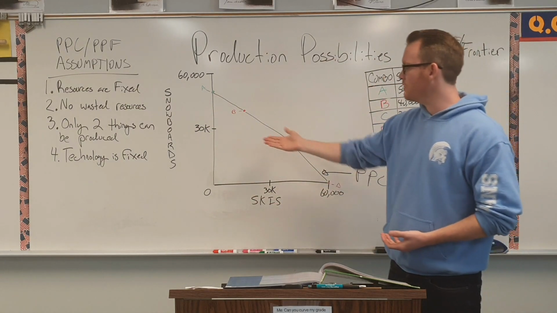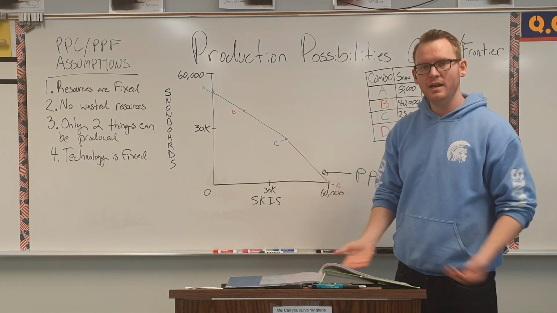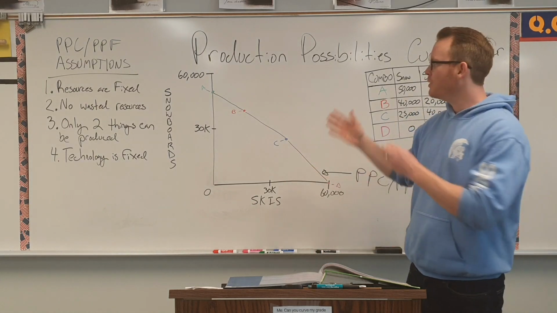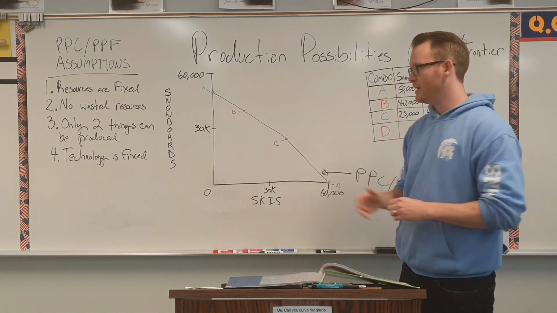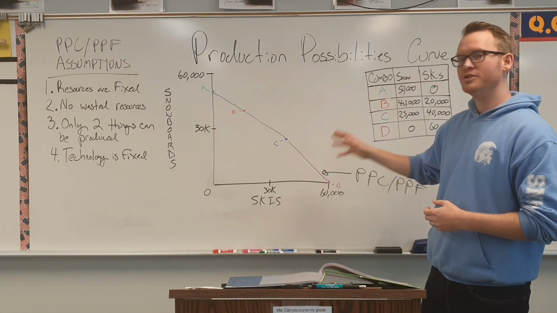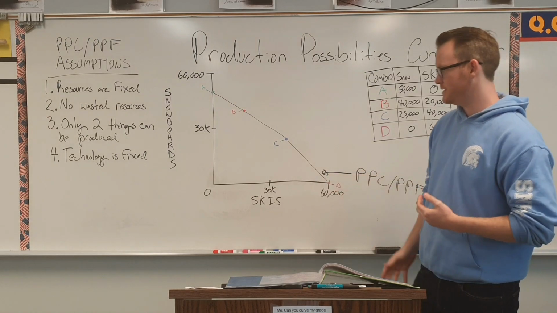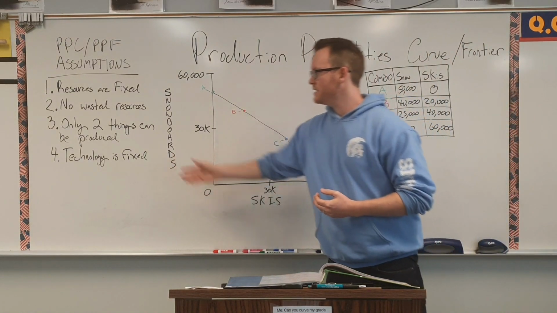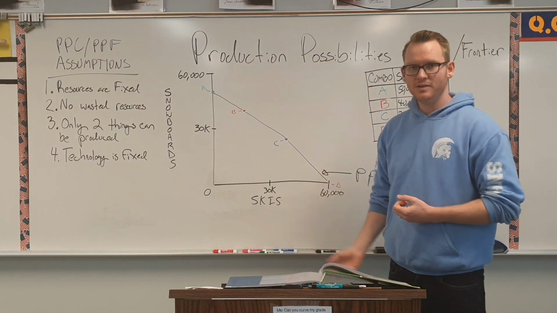Theoretically, you could produce snowboards, skis, and skateboards, right? But again, that's not the purpose of the production possibilities curve. This is only for a thought experiment and trying to determine what our trade-off is. Now then, the next assumption: technology is fixed.